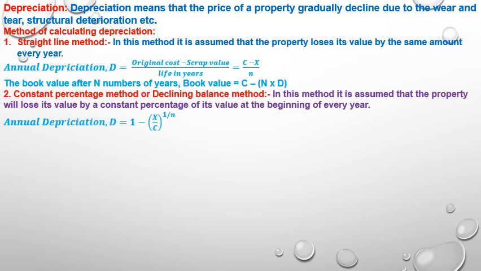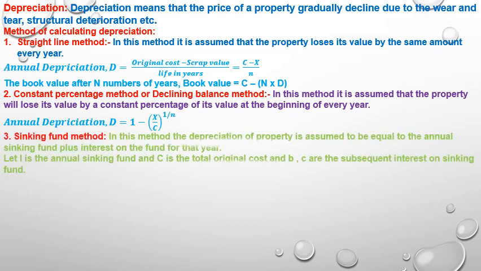Second method is the constant percentage method or declining balance method. In this method, it is assumed that the property will lose its value by a constant percentage of its value at the beginning of every year. Annual depreciation percentage is 1 minus (x upon c) raised to power 1 by n.